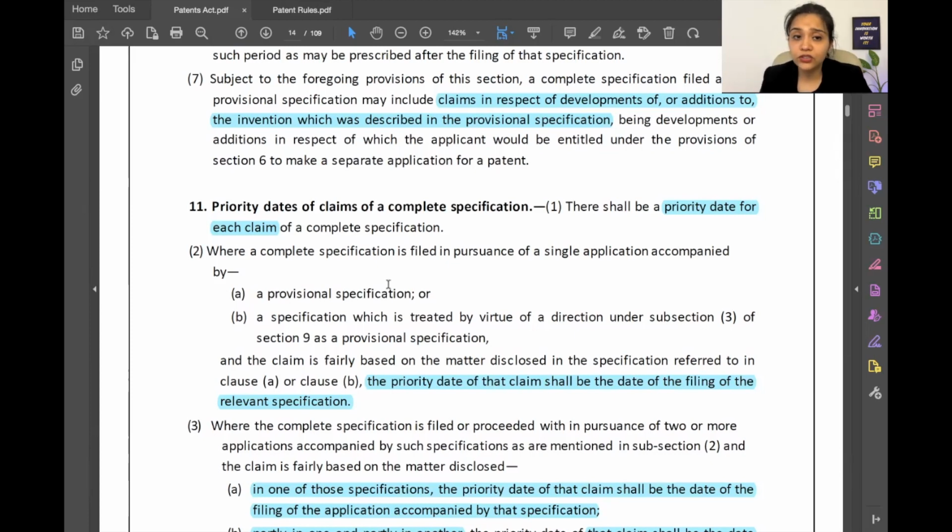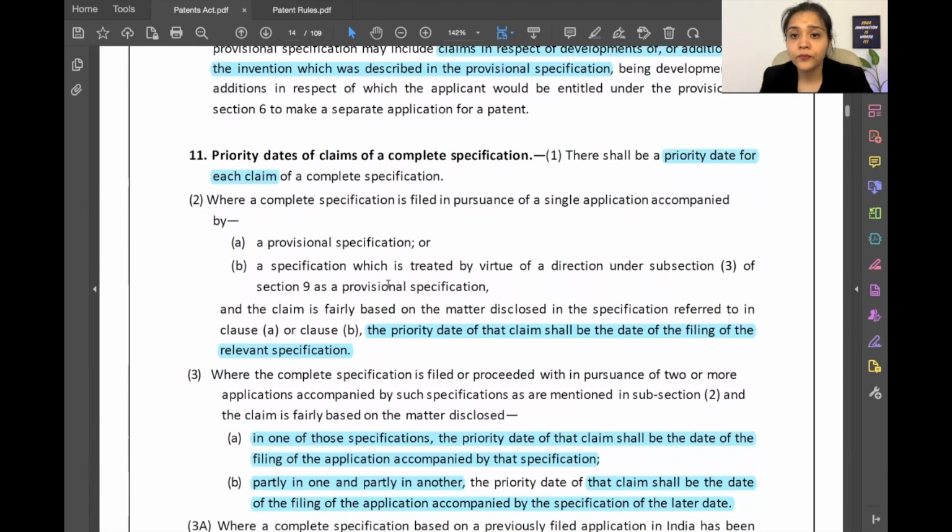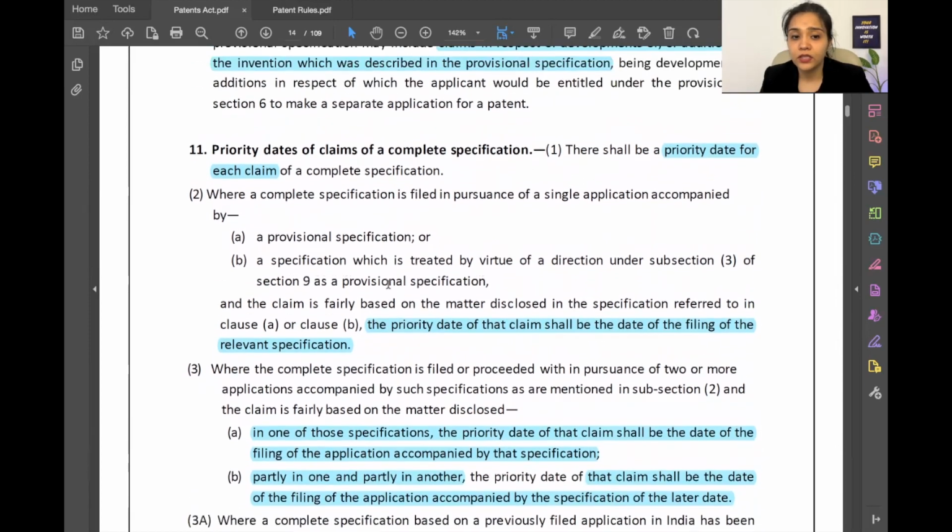Now let's go through this section once. Section 11 is about priority dates of claims of a specification, where in subclause 1 it says there shall be a priority date for each claim of a complete specification. So mostly people get confused with the priority date, and they expect that if we have one specification, the priority date is one. But that is not the case.